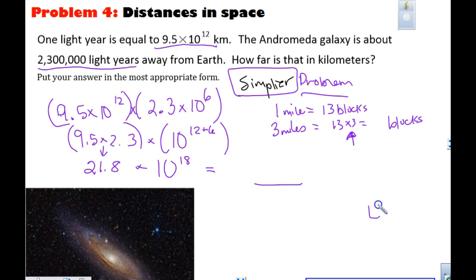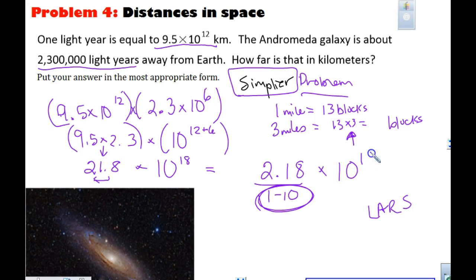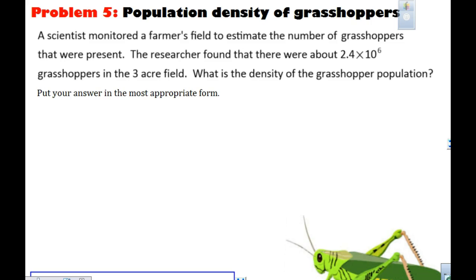And this is where you want to keep in mind that bars, right? Left, add, right, subtract. Left, add, right, subtract. We're going to rewrite this instead of 21.8 as 2.18. This is a number between 1 and 10, which has to be the case, right? I moved it to the left. Since I moved it to the left one place, to 18, I'm now going to make it 19. I am adding. Left, add, right, subtract, okay? So, as you are looking at that, we're going to do this last one with the grasshoppers.